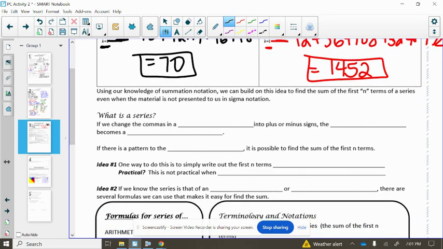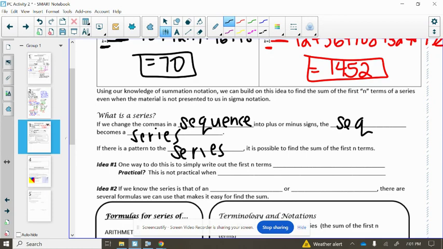So again, just a reminder, what is a series? Well, a series is when we take those commas in our sequence and we change them into plus or minus signs, then our sequence becomes what we call a series. And again, if this pattern continues, for the series, it's possible to find the sum of the first n terms.